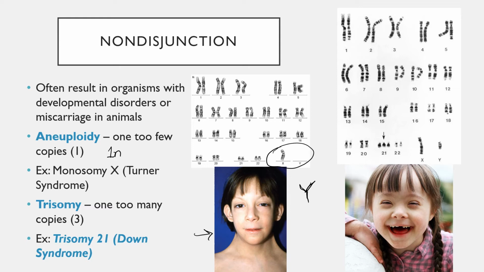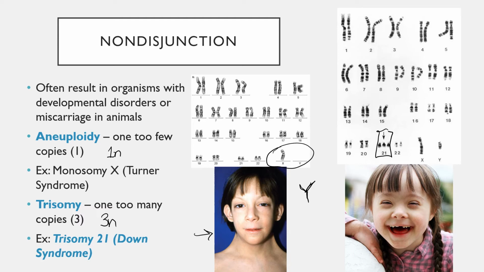The other side of this is when you get too many copies. The most common example in humans is trisomy, where we have one too many copies, so we're 3N for that particular chromosome, 3 copies of that chromosome. And the most common trisomy in the human population is trisomy 21, or Down syndrome, where we have 3 copies of the 21st chromosome.